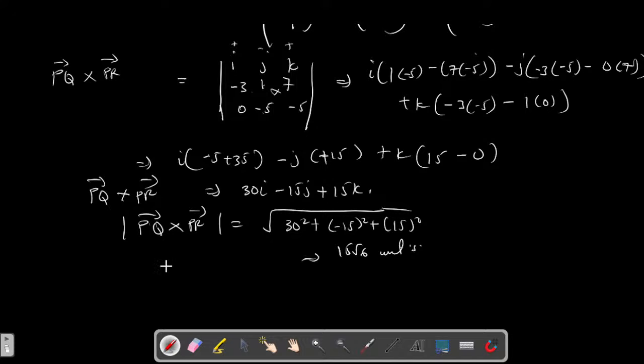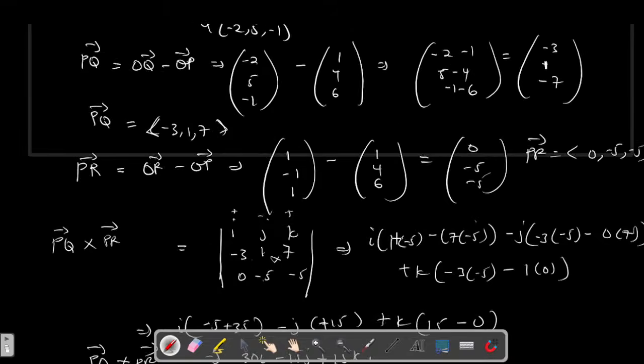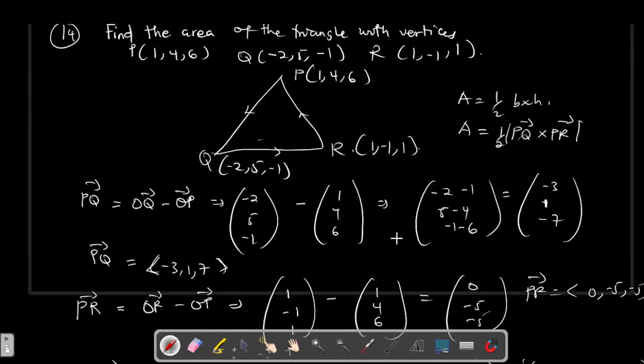Then from here, what you're going to do is, from the formula, area of a triangle is half the magnitude of the cross product. So half multiplying the value I have here, which is 15 root 6, is going to give me 15 root 6 over 2, and it's area, right? So units squared, something like that. So that is how we used vectors to find the area of a triangle.